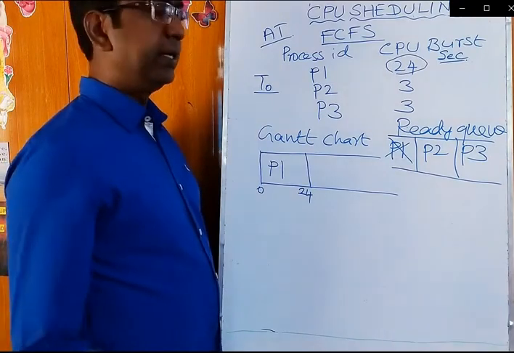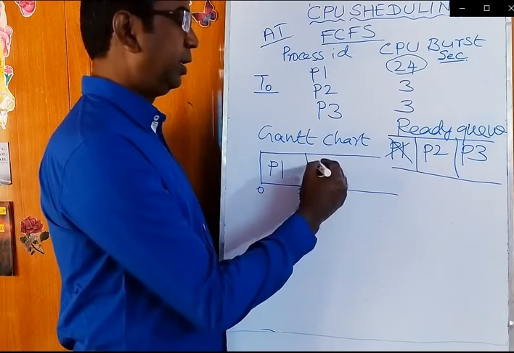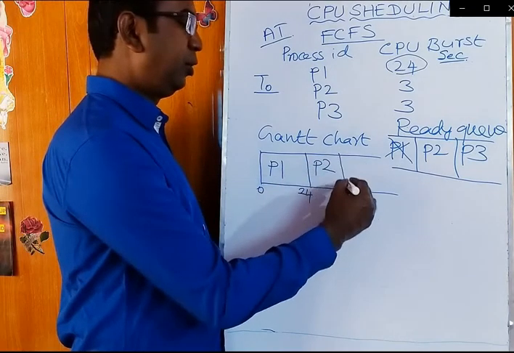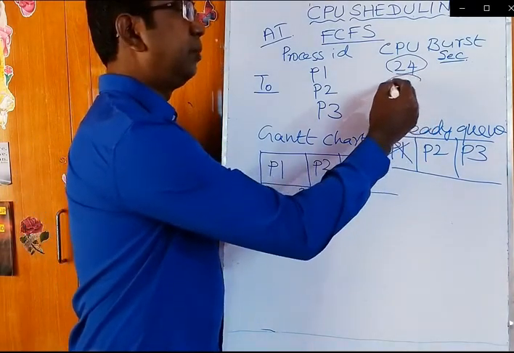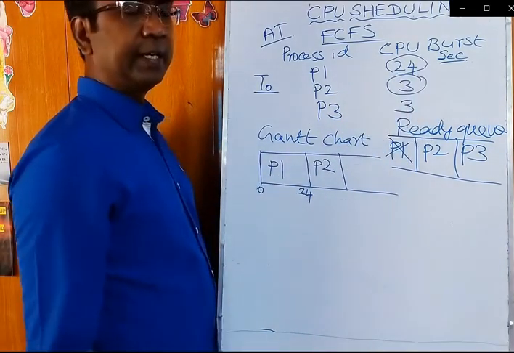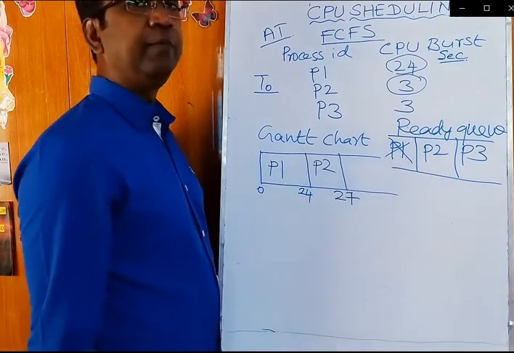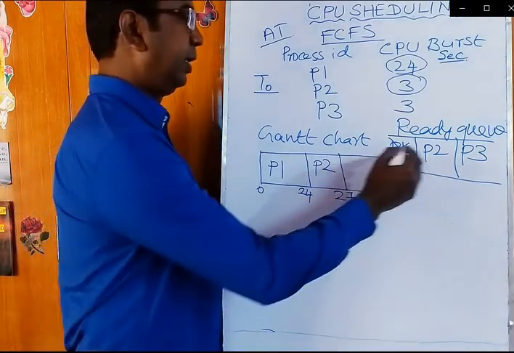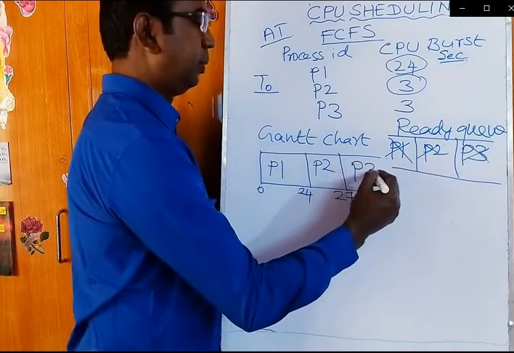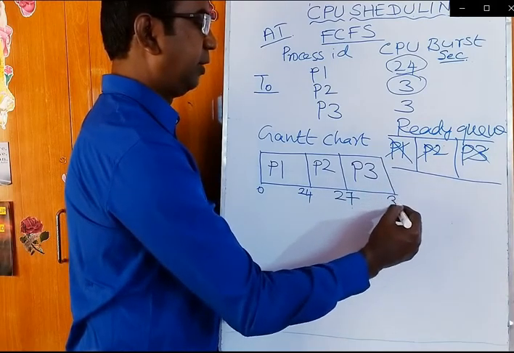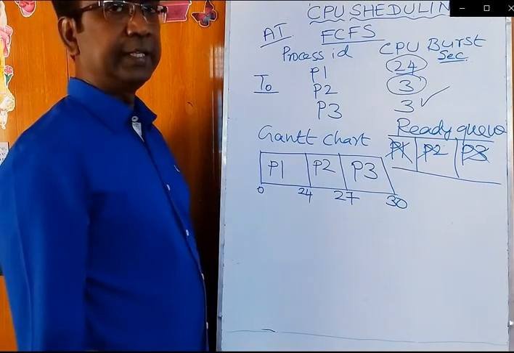Once P1 is completed, the next available job in the queue is P2. So P2 will enter into the CPU. P2 will be executing for another 3 seconds because the CPU burst time for P2 is 3 seconds. So the time will become 27. Finally, P3 will enter the CPU. P3 will complete its job after 3 seconds because the CPU burst time for P3 is 3 seconds.